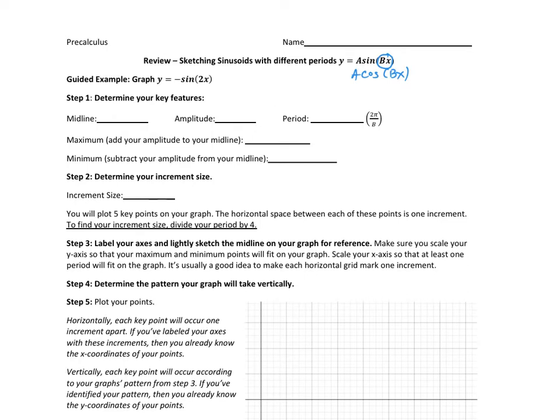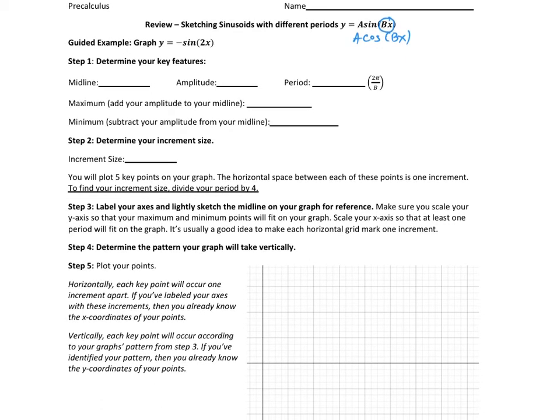Looking at the equation, we can determine key features that will allow us to set up our graph in a way that makes it easy to graph these functions. The first thing you want to figure out is the midline. The midline is going to be y equals something. In this case, we don't have a vertical shift, so this d value is 0. We're going to be graphing y equals negative sine 2x here. So d is 0, which means our midline is at y equals 0.